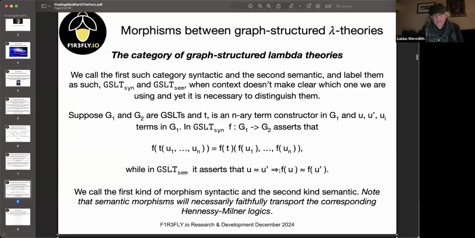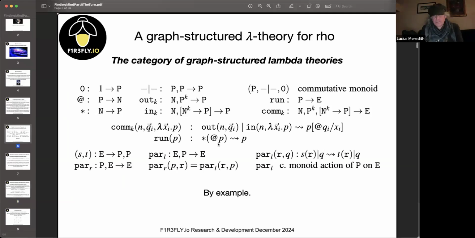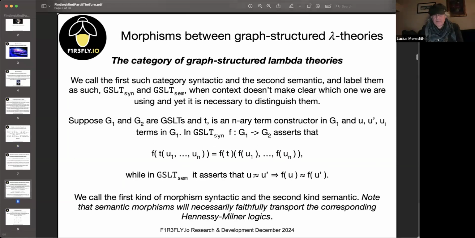Whereas in Sem, it means that if U and U prime are two terms in a given GSLT, and they are bisimilar, so we use this squiggly thing for bisimilarity, then what does that mean? So remember, we have this kind of graph structure. And what we're saying is that the two graphs are bisimilar. So when these graphs are bisimilar, then that implies that when we transport the graphs over into the other GSLT, those graphs are also bisimilar. So this is the preserving of the bisimulation equivalence class. And as I said, this ensures that we faithfully transport the corresponding Hennessy-Milner logic.